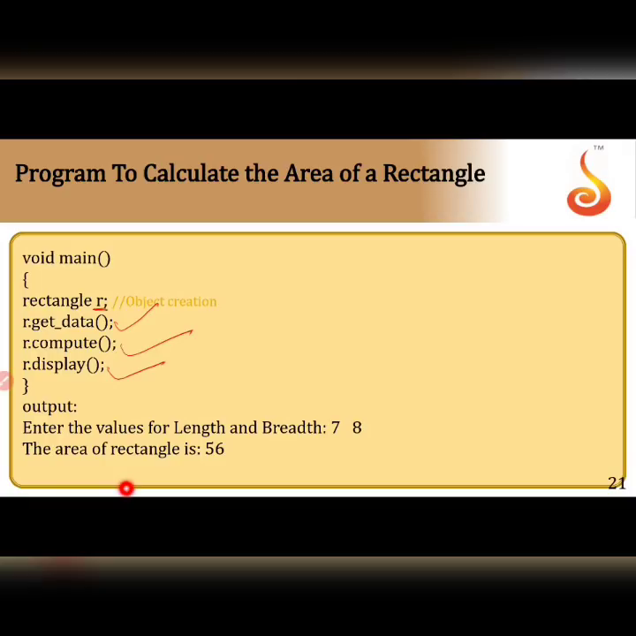For example, if I give the values for length and breadth as 7 centimeter and 8 centimeter, this will be 56 centimeter square would be the area of the rectangle. Have a look. Yeah, this is the end of the example program.